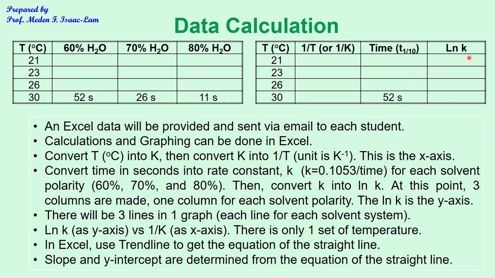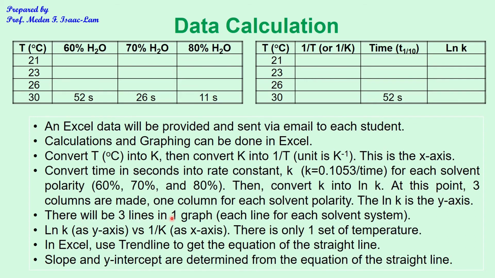So you will have one set of ln K corresponding to 60%. So put 60% above. And then you are going to do the same thing for the 70%. Make another column corresponding to ln K for the 70%. The third one, 80%, another set of ln Ks. Therefore, you will have 3 columns of ln Ks corresponding to 60%, 70%, and 80%. Those 3 ln Ks will become the y-axis.